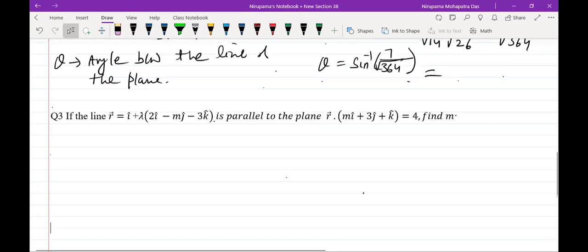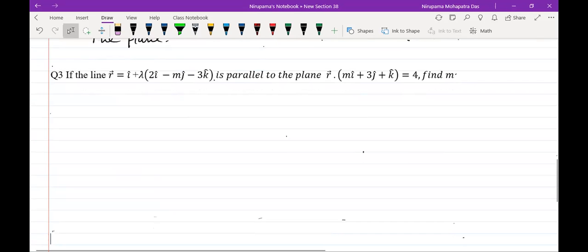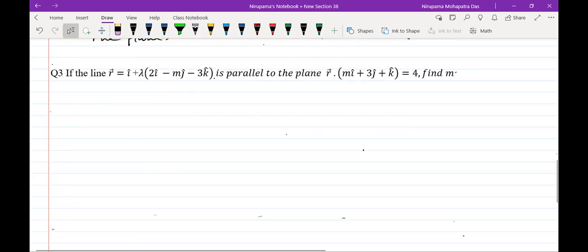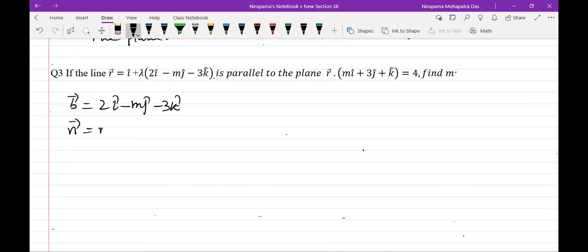The last question is: if the line r equal to i cap plus lambda into 2i minus mj minus 3k is parallel to the plane r dot mi plus 3j plus k equal to 4, find m. So we can identify b first. It is 2i minus mj minus 3k, and the n vector is mi plus 3j plus k.